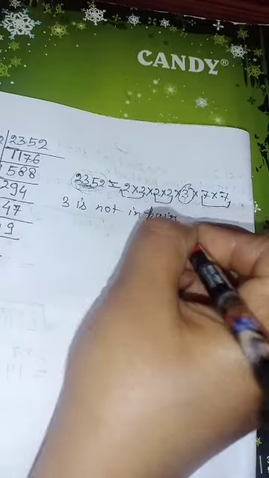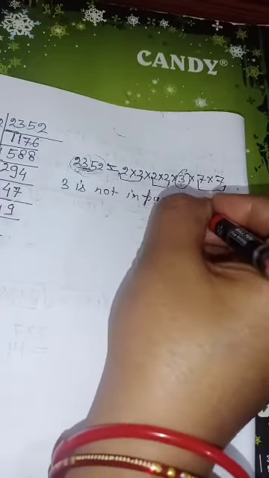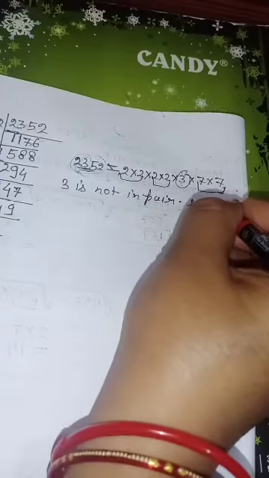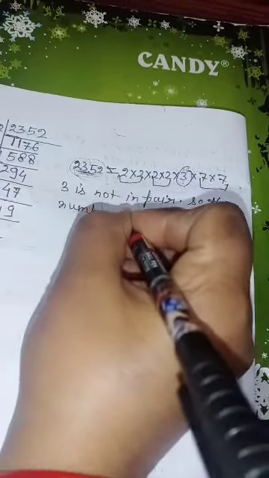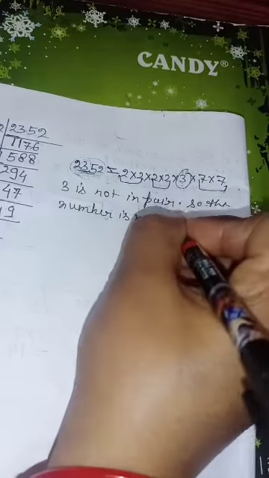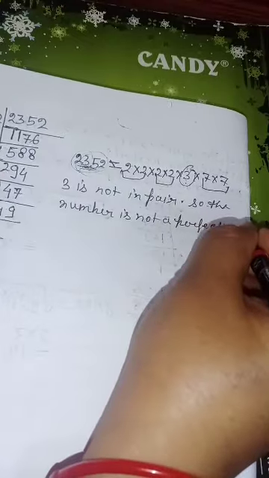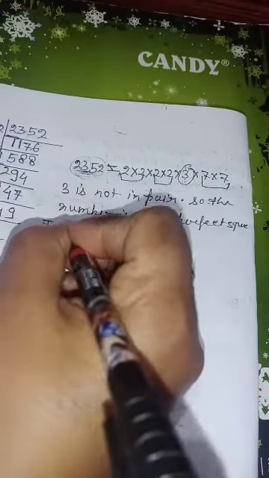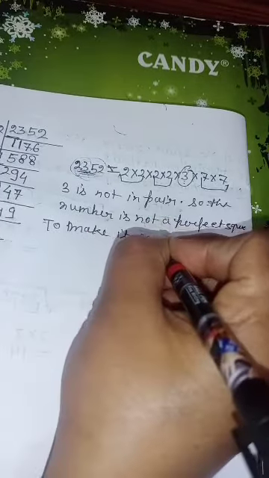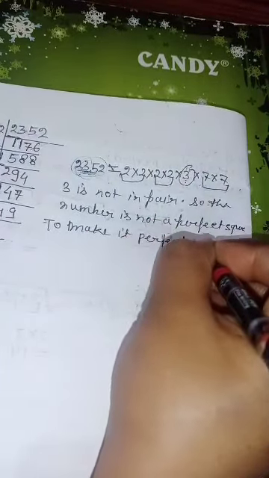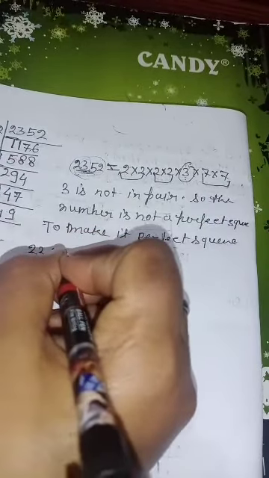Our question is, is the given number a perfect square? So the number is not a perfect square. Okay, so what can we do to make it a perfect square? To make it a perfect square, we will multiply 2352 by 3.